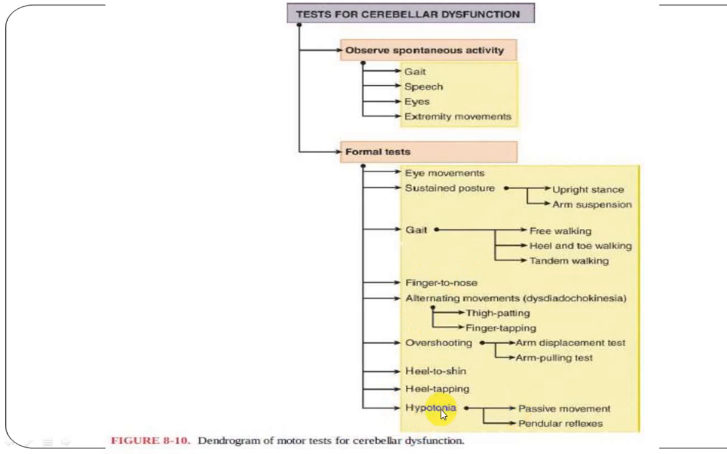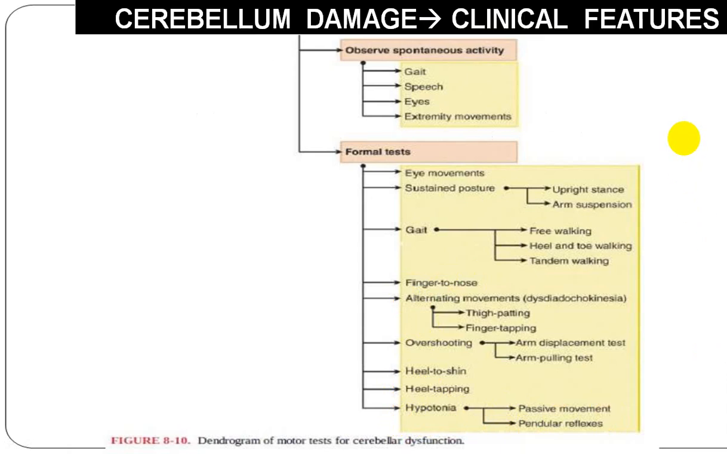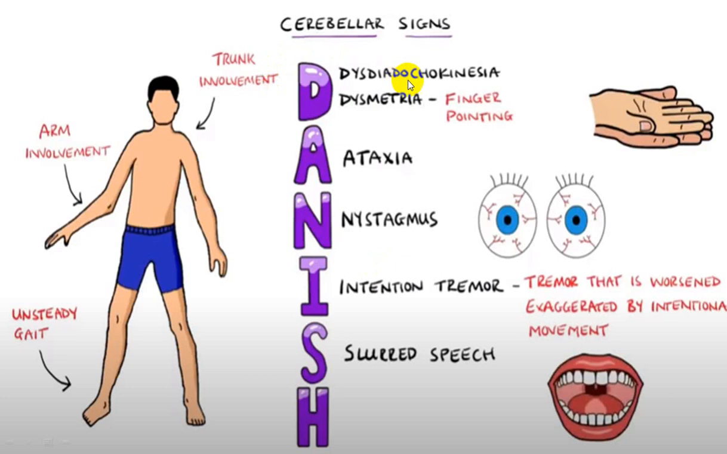Passive movement will demonstrate that hypotonia, and you will also be able to demonstrate pendular knee jerk. That will be very typical. So now we'll be going through all those different features. You can remember whichever way you want to remember. That is dysdiadochokinesia, that is alternate rapid movements will be affected, and that is called adiadochokinesia or dysdiadochokinesia.